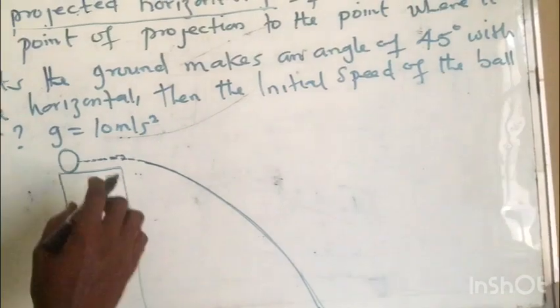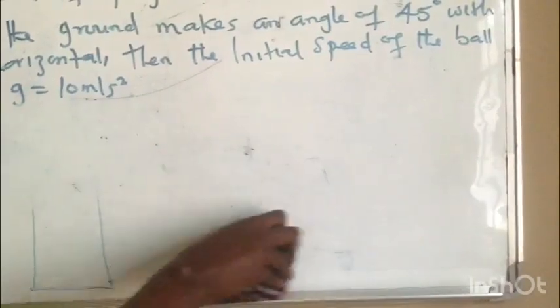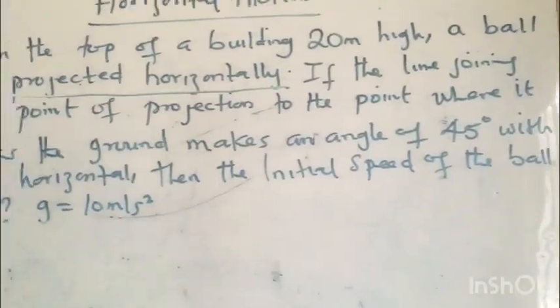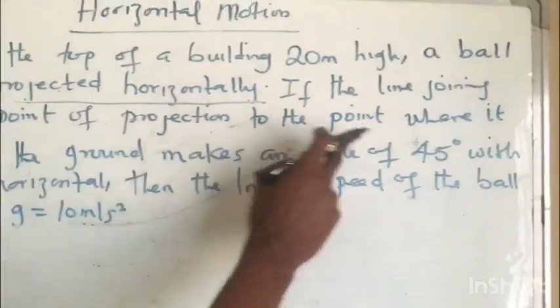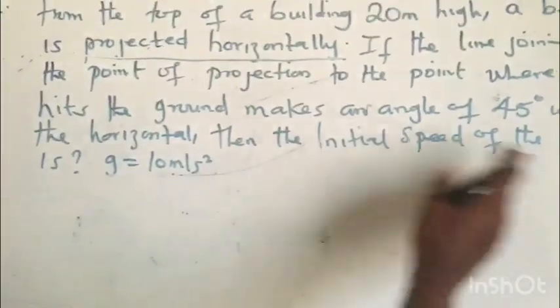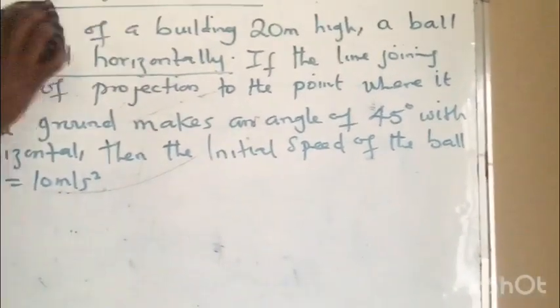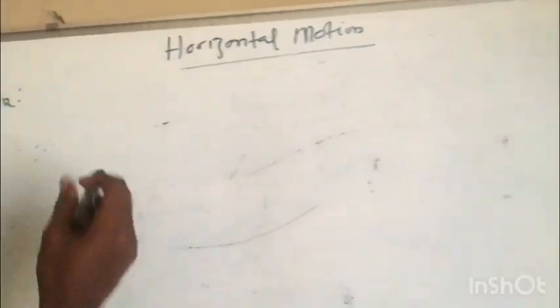You will see that as part of the horizontal motion, we have what we call a downward motion. So for every horizontal motion, these are the keywords you see: a ball is projected horizontally. If the line joining the point of projection to the point where it hits the ground makes an angle of 45 degrees with the horizontal, then find the initial speed of the ball. Now, in tackling this question, let's understand a few concepts under horizontal motion. Now, let's say we have a surface.